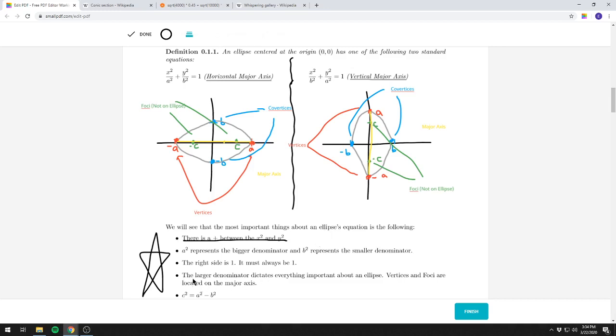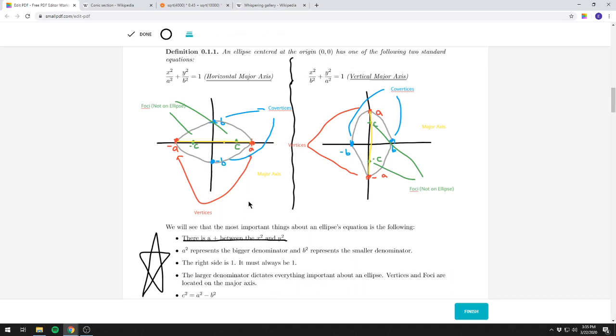The fourth point here, that's what I mentioned a couple times already, but it's worth mentioning over and over again. The larger denominator dictates everything that's important about the ellipse. The vertices and foci are really the two important parts of the ellipse.